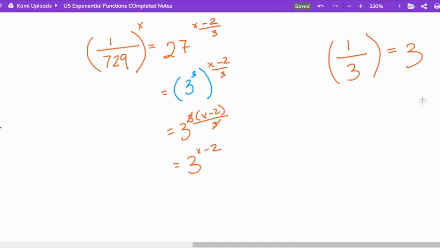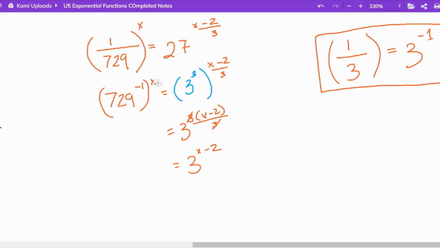Okay, let's remember this little trick. 1/3 equals 3 to the power of negative 1. So if it's in the denominator, the exponent will be negative. All right? Not so bad. If you want, you can break this up into several steps. You can say, okay, I know 729 is going to be negative 1 to the power of x. I'm going to take it out of the denominator.